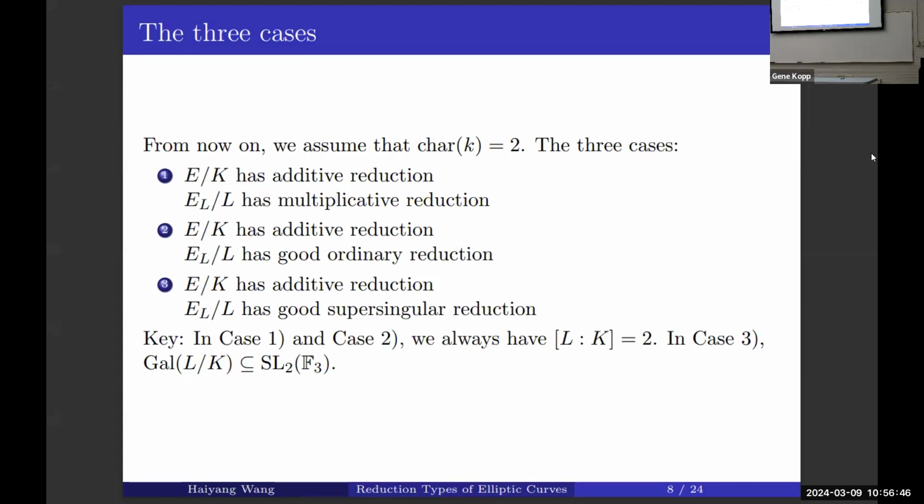In cases 1 and 2, we always have that L over K is quadratic. But in case 3, the Galois group of L over K embeds into SL_2(F_3), but the Galois group can be as big as the whole group, which has order 24.